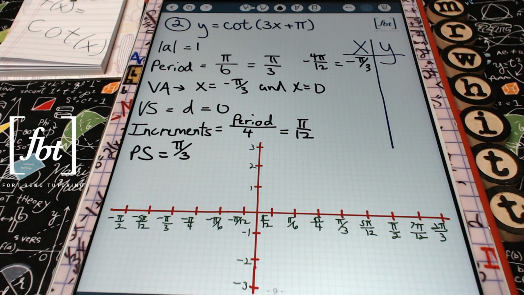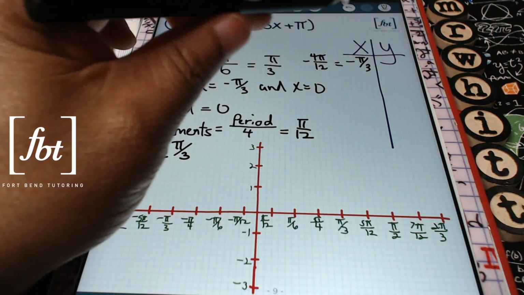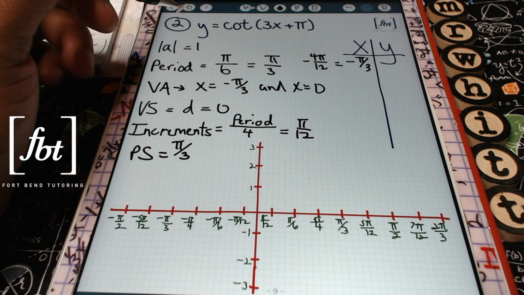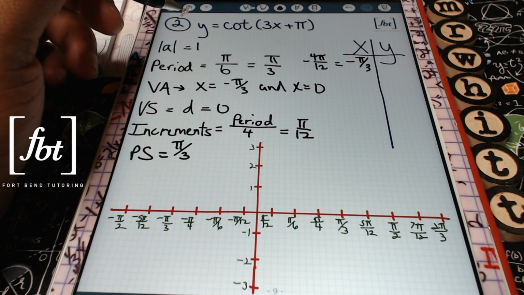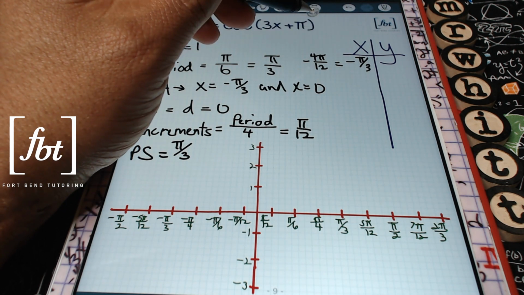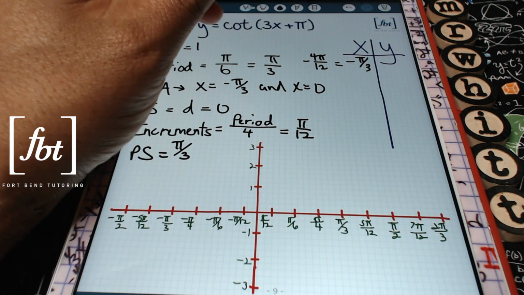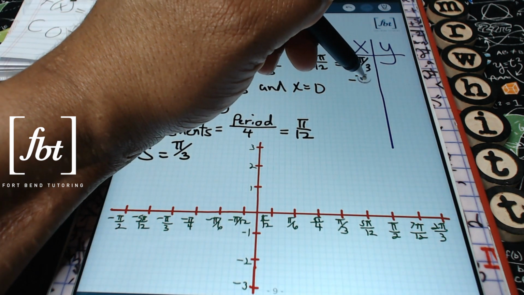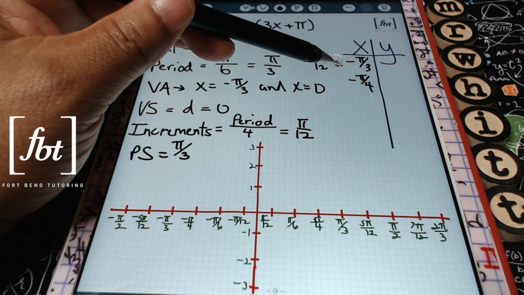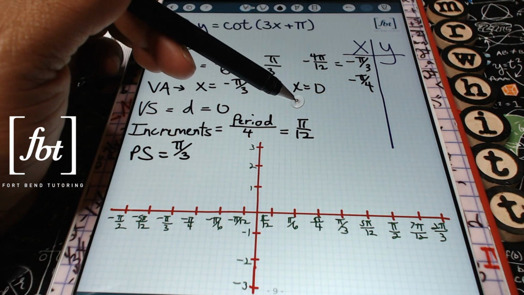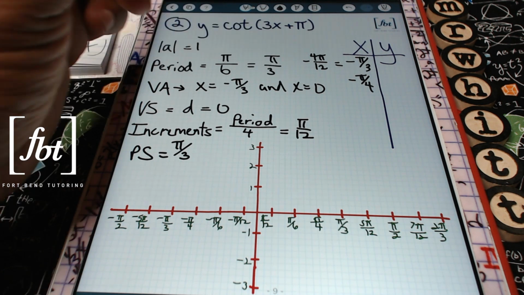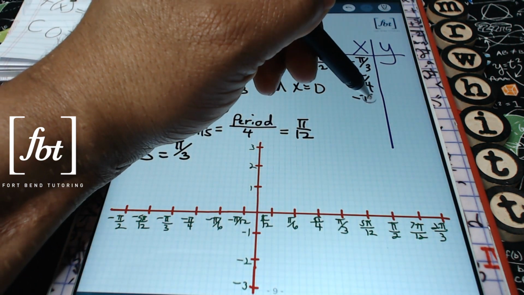Okay, so as we keep adding pi over 12 to this value, we're going to get our additional x values that we'll need to use to graph our function. So adding pi over 12 to this value will give us negative 3 pi over 12, which reduces to negative pi over 4. So with the negative 3 pi over 12 value that we just left and adding another pi over 12 to it, you'll end up with negative 2 pi over 12, which reduces to negative pi over 6.